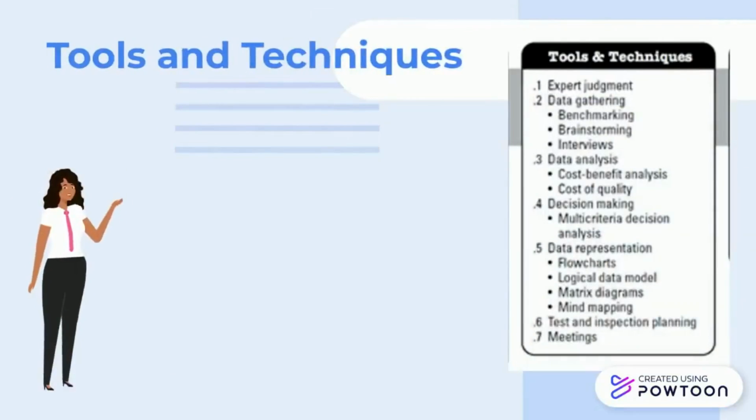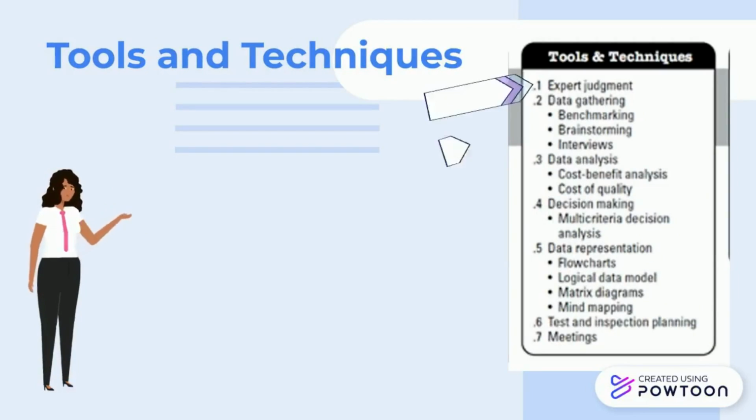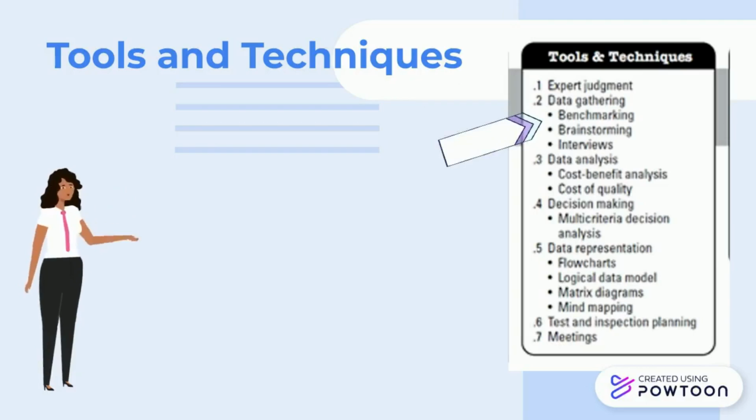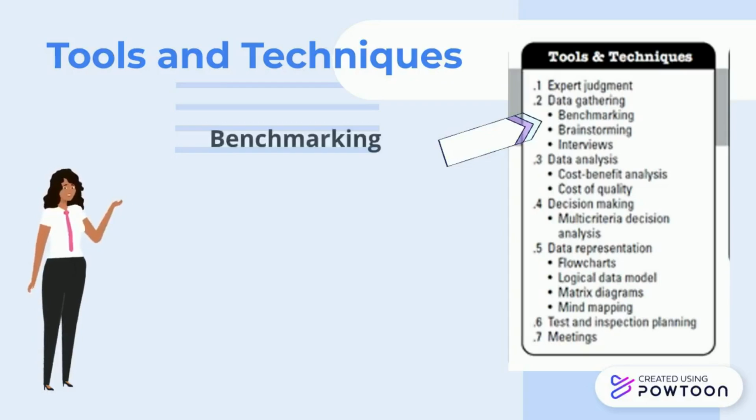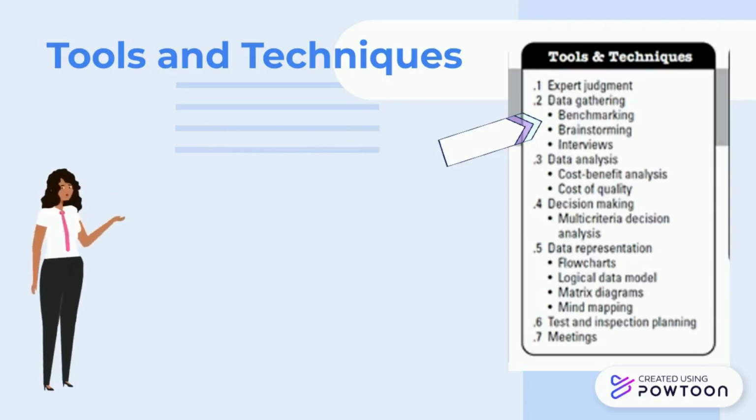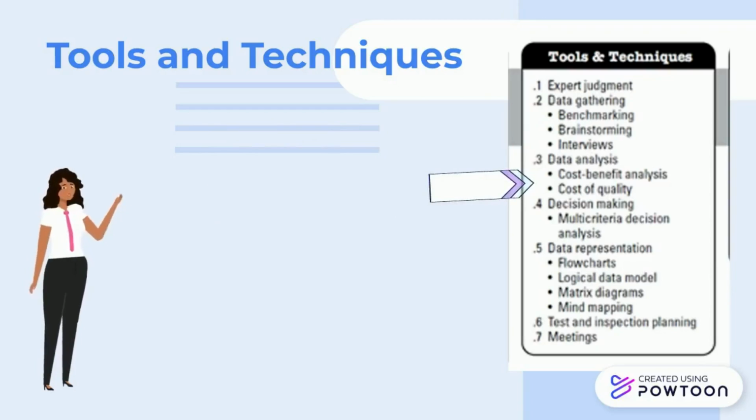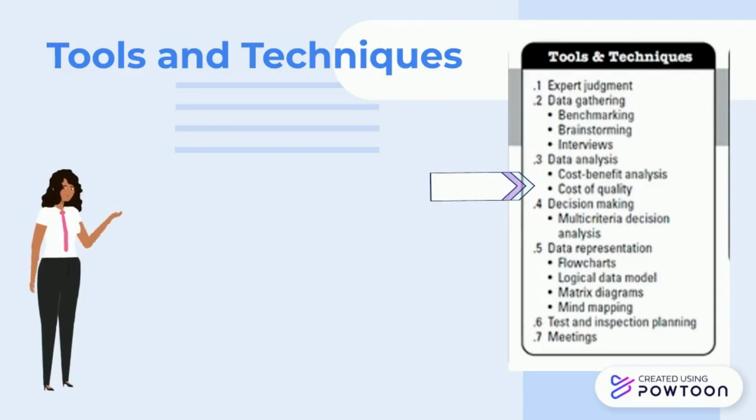The tools and techniques used for the plan quality management process include expert judgment, and data gathering techniques like benchmarking, brainstorming sessions, and interviews. Benchmarking refers to measuring the characteristics of a product against quality products delivered in the past or industry standards. The gathered data is analyzed to make informed decisions for quality procedures and policymaking.